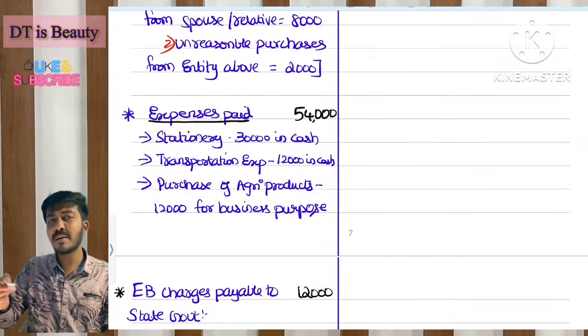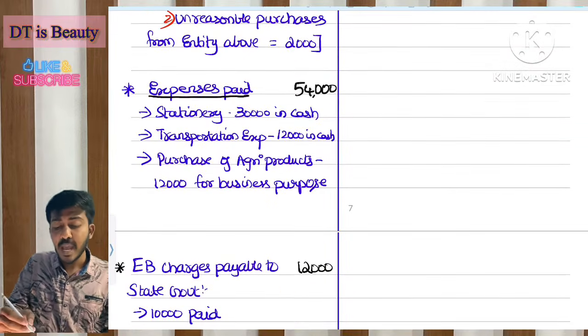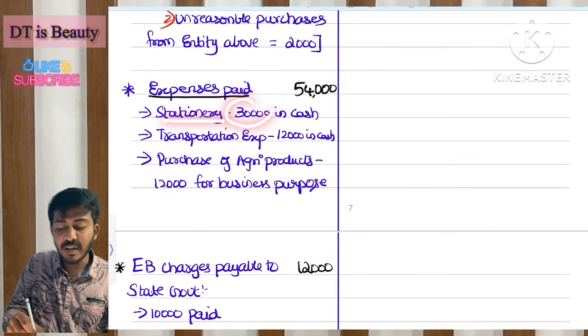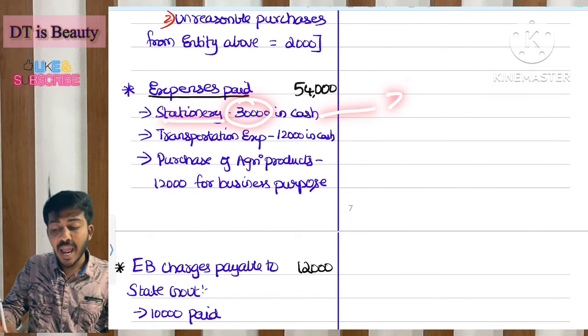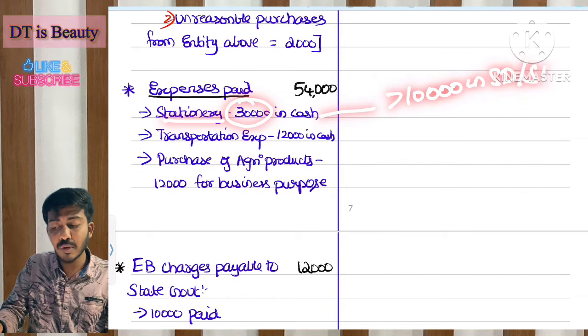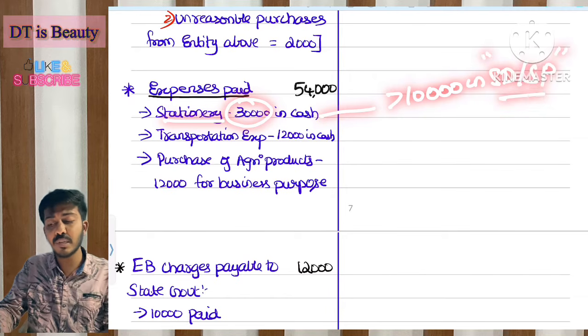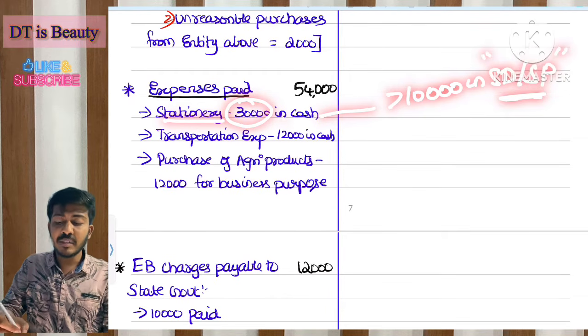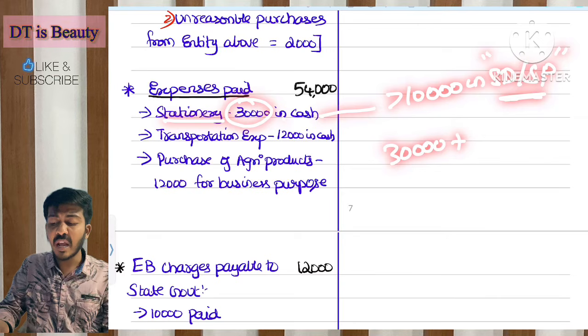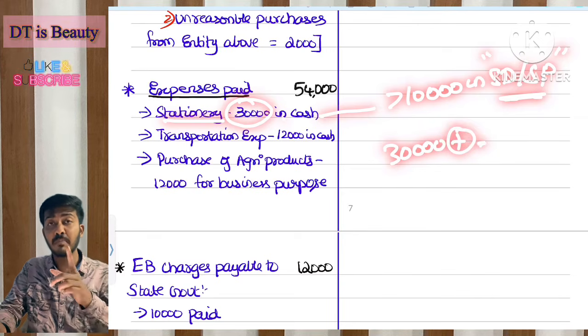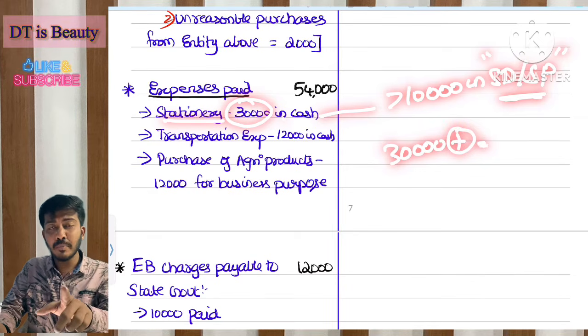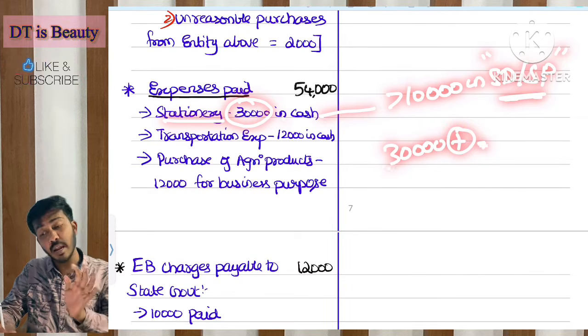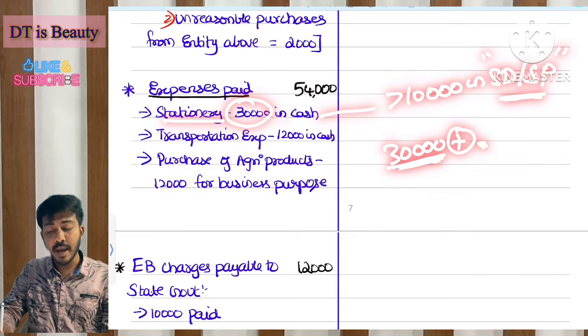Now let me give some examples and then teach you. See here, I have made stationery purchases of 30,000 in cash. I have made greater than 10,000 in a single day to a single person. We'll assume that it is made to a single person. And then the entire 30,000 should be added back to the net profit. Remember, the entire 30,000 should be added back, not the excess over 10,000. The entire 30,000 should be added back.